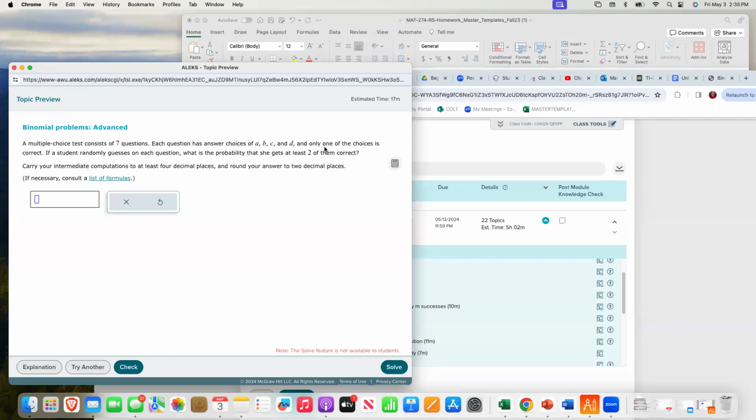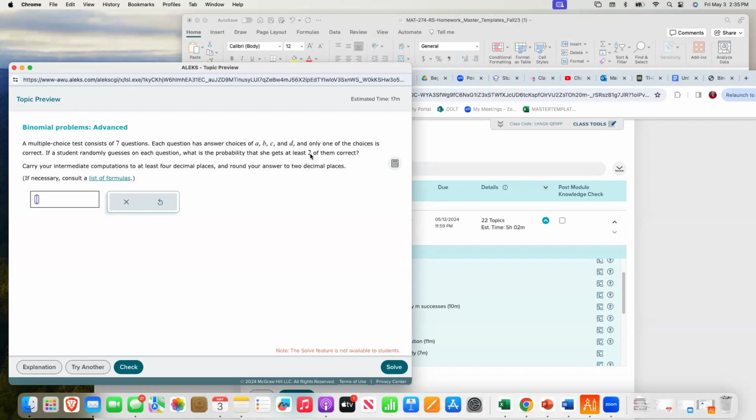If the student random guesses on the question, what is the probability they get at least 2 of them? So this would be more clearly explained if, let's just say they didn't even read the question, they just answered A, B, C, and D. They wouldn't even be influenced at all.